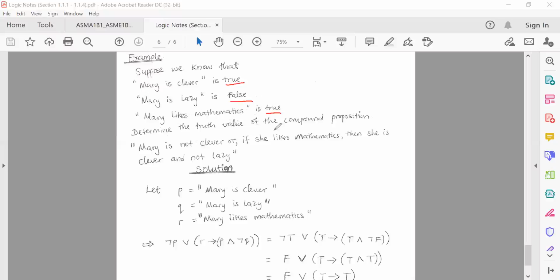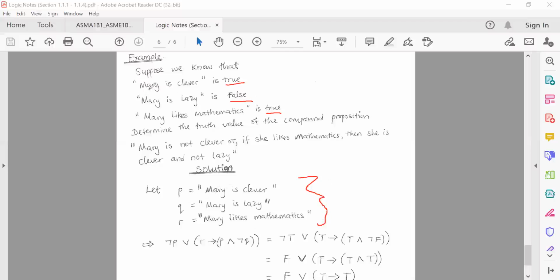Now I said determine the truth value of the compound proposition: Mary is not clever, or if she likes mathematics, then she is clever and not lazy. Guys, don't get confused with this whole gigantic statement here. Just solve it logically. How do we solve it logically? You have to do the steps. This is the first step. If I see this in my test, I know you were in my class. So break it into pieces.